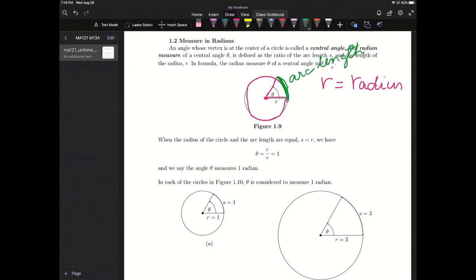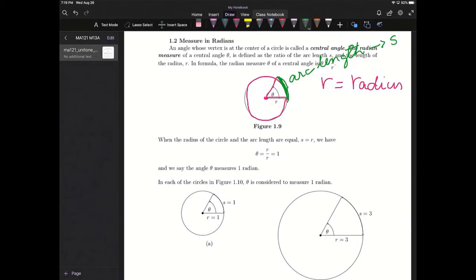Usually we express that distance, that little slice of the circle, with S, especially for this textbook. So S will designate a certain amount of the distance around the circle, and R for us is going to designate the radius of the circle.